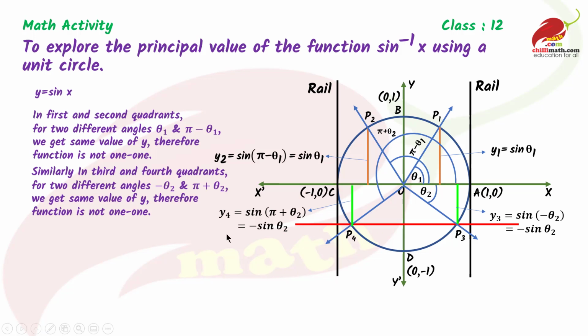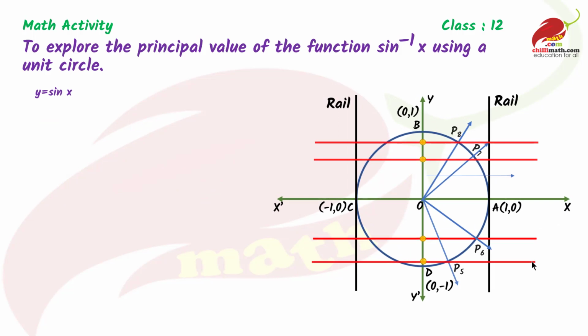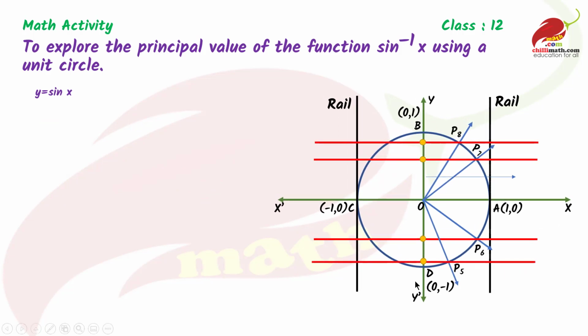Now let us take all the points on right side. Right side means in the fourth and first quadrant. Let's name these points P5, P6, P7 and P8. For the angles minus pi by 2 to pi by 2, we have different values of sine. You can see this vertical distance in each case is different. You can see from these points, because these points give us the vertical distance.